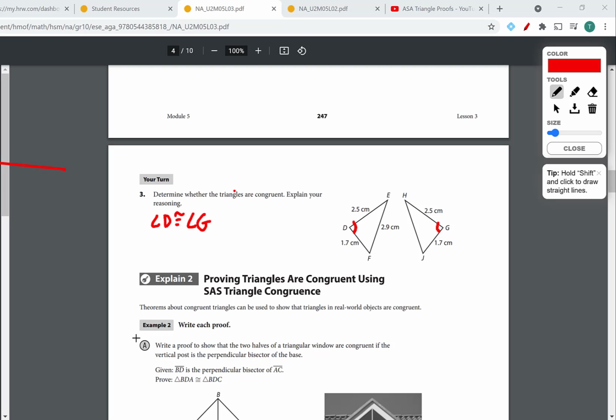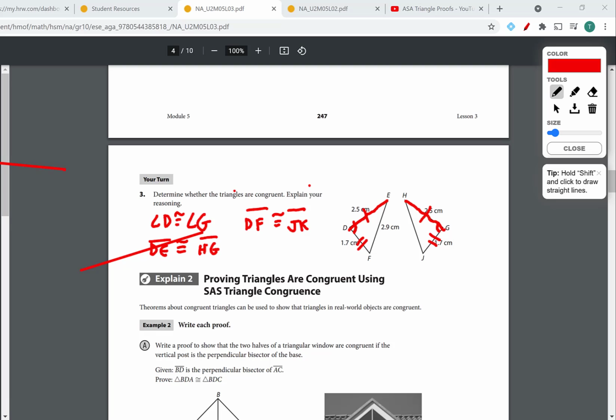So we can see segment DE is 2.5 centimeters and segment HG is also 2.5 centimeters. So those corresponding sides are congruent. And then also segment DF, kind of that bottom left side of the left triangle, is 1.7 centimeters. And it's congruent to segment JG, kind of the segment on the bottom right of that right triangle. They both had that 1.7 centimeters length. So that's our two congruent sets of sides and the included angle all being congruent in this problem.